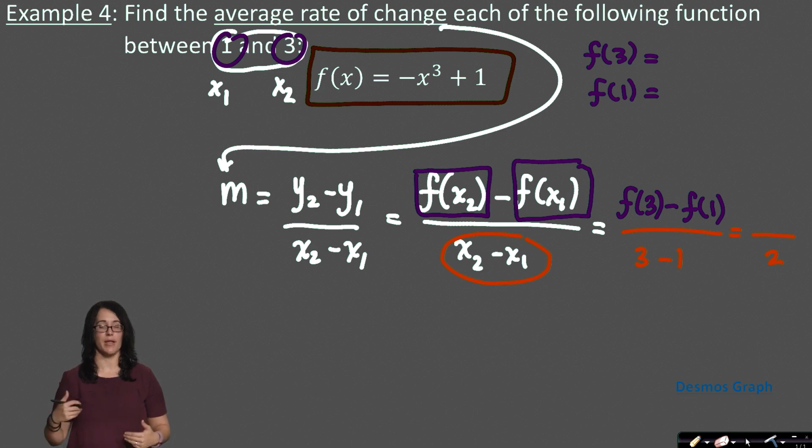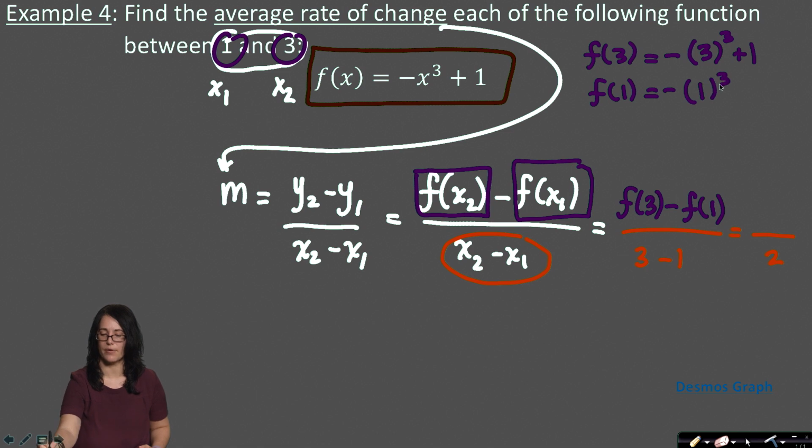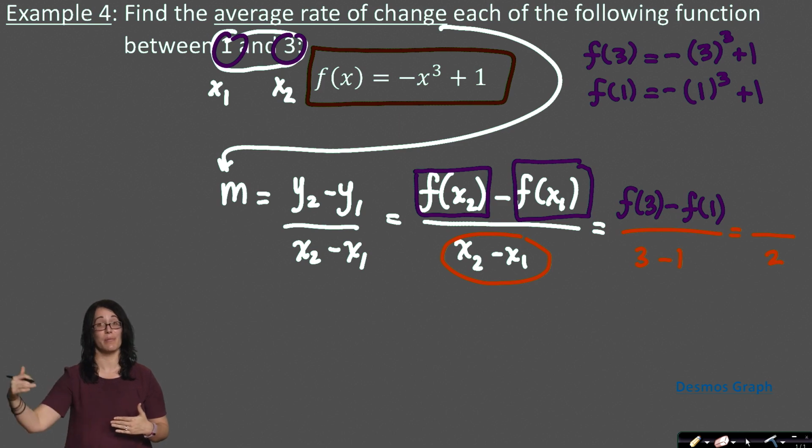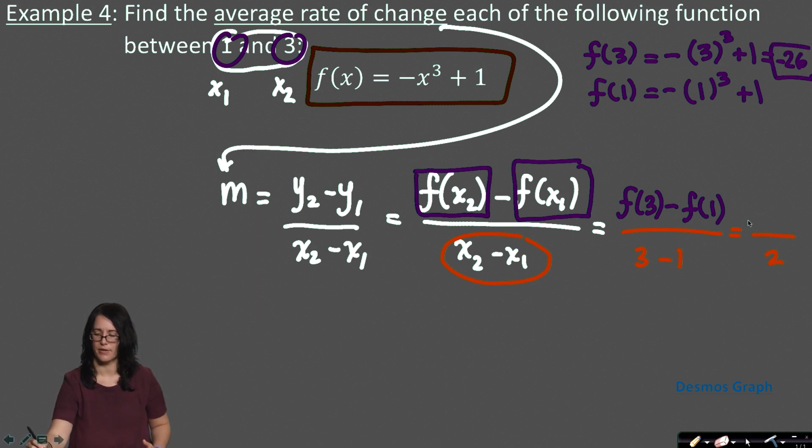So f of 3 meant plugging in 3. So if you did that correctly, you'd have the opposite of 3 to the third power and then add 1. F of 1 meant take the opposite of 1 to the third power and then add 1. Notice I put those parentheses there because you have to follow the order of operations, the exponent, before you take the opposite of it, the multiply or divide. So here what do we get? Well, if you take 3 to the third power, 3 times 3 times 3, it's not 9, it's 27, isn't it? So you're taking the opposite of 27, which is negative 27, and adding 1 to it. So did you get negative 26? If so, well done. So negative 26 is your second y value.